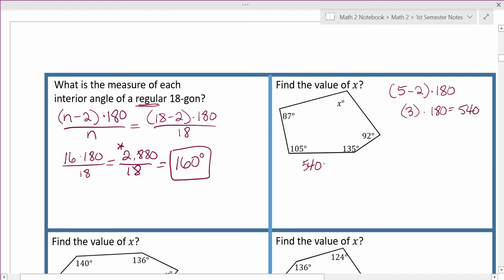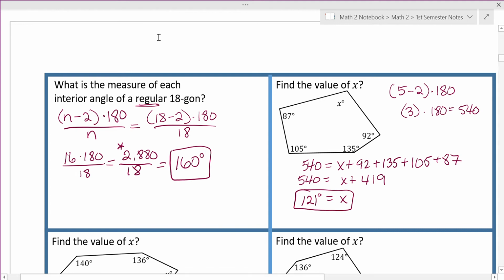And then we're going to go 540 must equal x plus 92 plus 135 plus 105 plus 87. Combining like terms, we have x plus 419 equals 540. And then when we subtract 419, we get that the measure of x then must be 121. So that completes this pentagon.